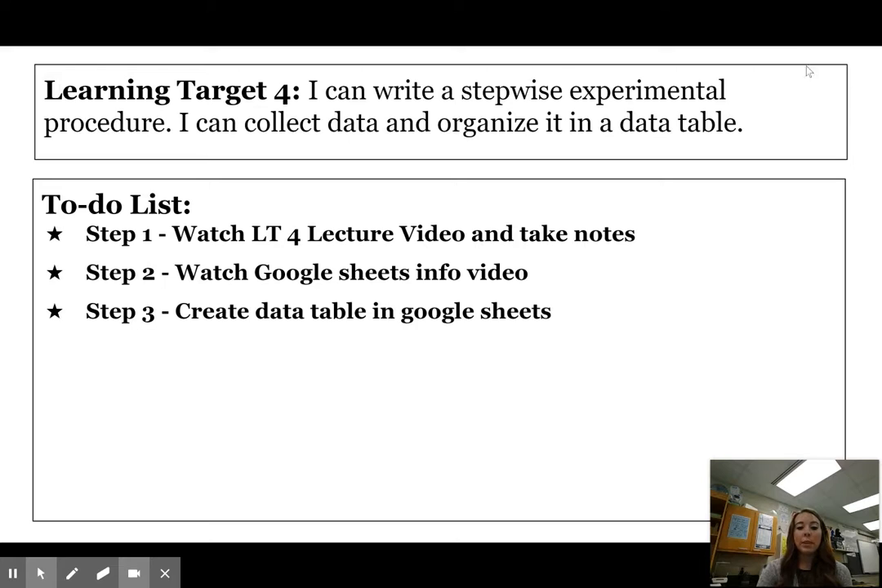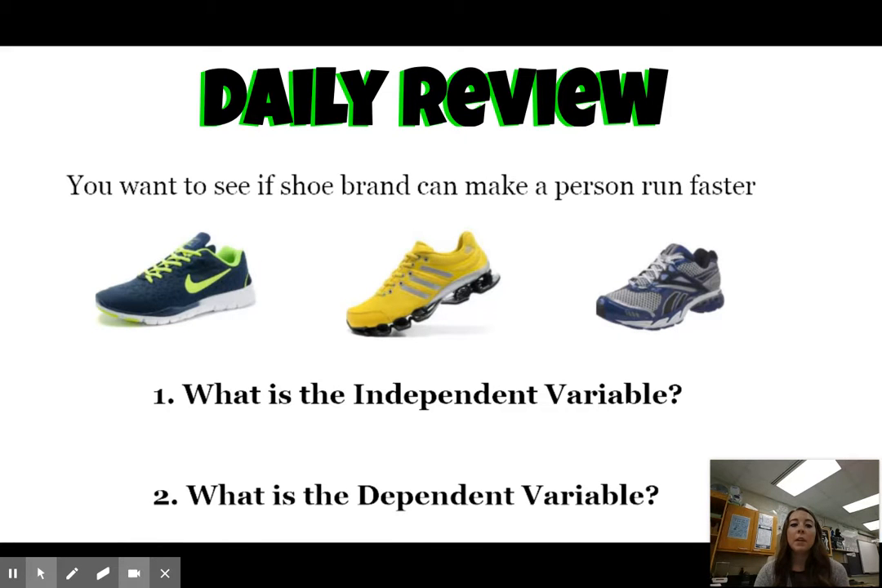So let's move forward with our daily review problem for today. So let's review what independent and dependent variables are. So remember, your independent variable is what is being changed by the scientist, and the dependent variable is what you are going to be measuring. So our example here is you want to see if shoe brand can make a person run faster. So in your notes, I want you to write down what would be our independent variable for this experiment and what would be the dependent variable. So take a moment, pause the video, and write down your answer.